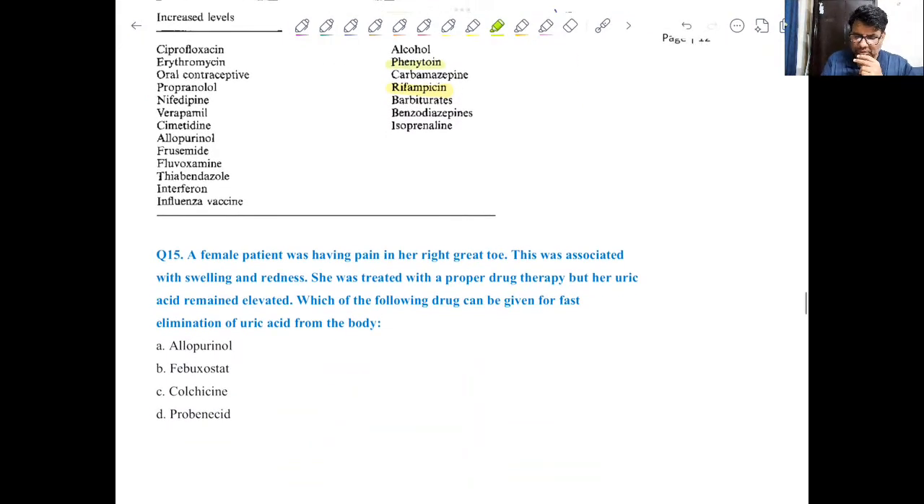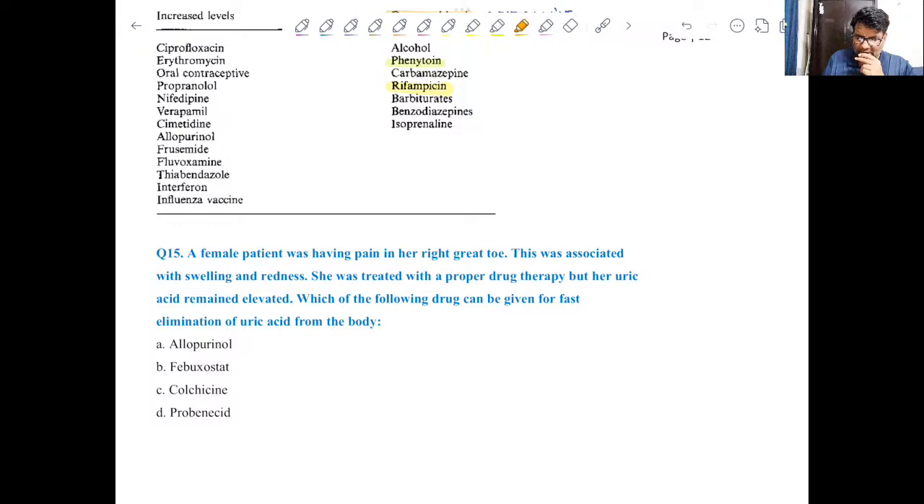Then next question, a female patient was having pain in her right great toe, and this was associated with swelling, redness. She was treated with a proper drug therapy, but her uric acid remained elevated. Now, which drug can be given for fast elimination of uric acid from the body?